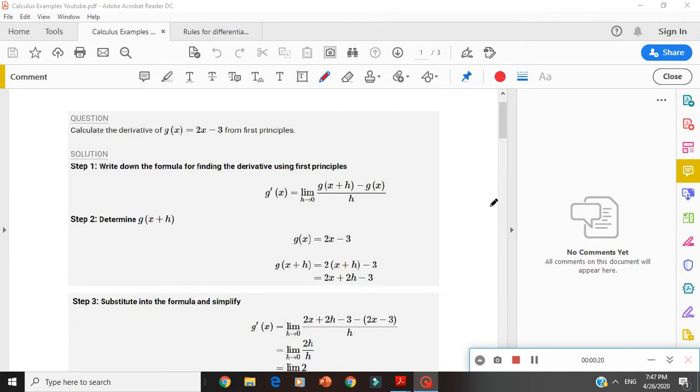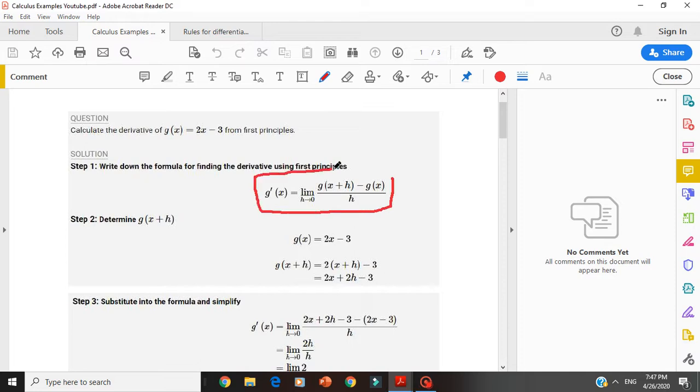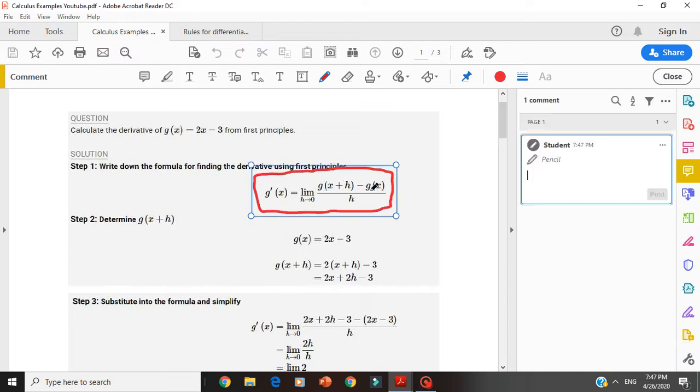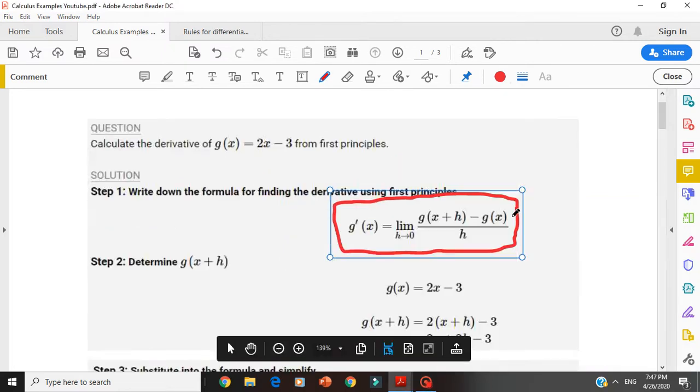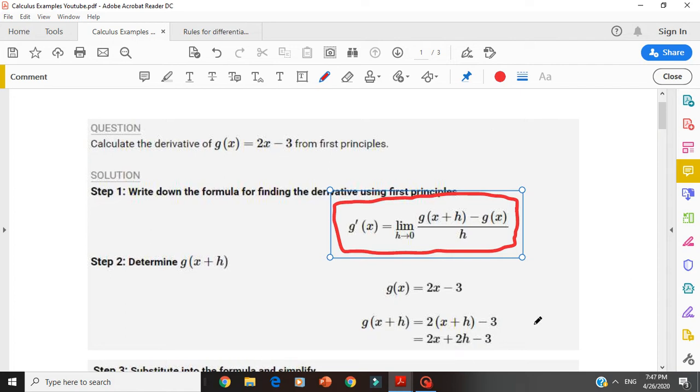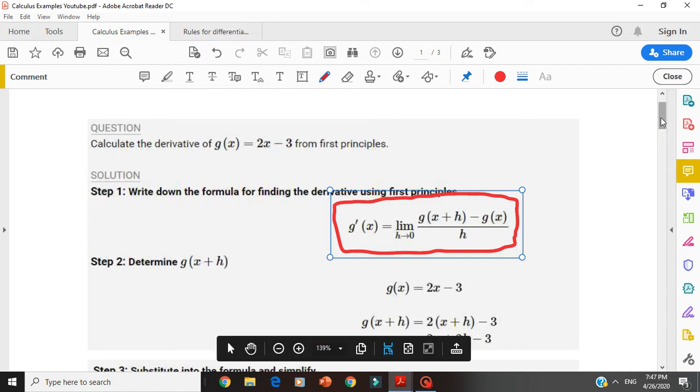Okay, in the previous video I mentioned that to find the derivative we use the general formula: g prime of x is equal to the limit as h approaches 0 of g of x plus h minus g of x, divided by h. Okay, the easiest way to do these problems is to separate them into parts.